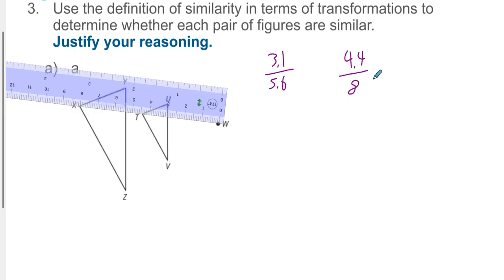But if I put these in the calculator, 3.1 divided by 5.6, I get 0.55. And then if I put in 4.4 divided by 8, I get exactly 0.55. So it is going to be proportional. So therefore, these triangles are similar.